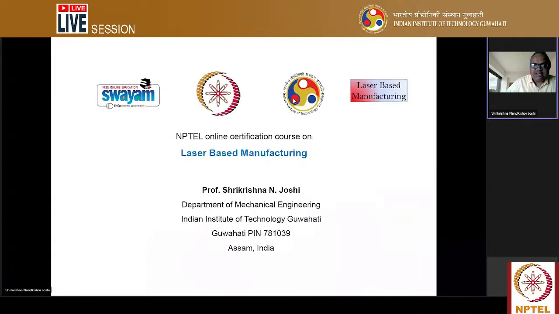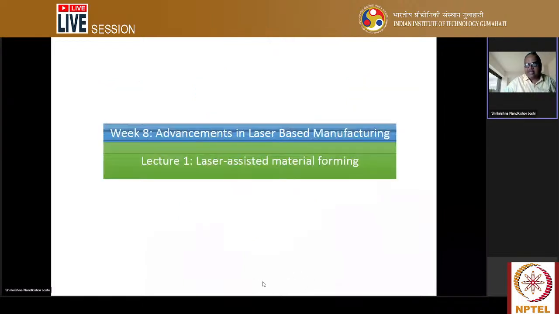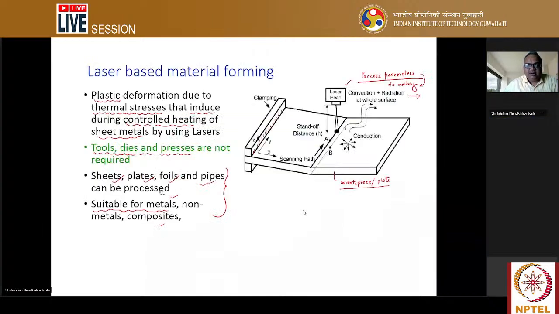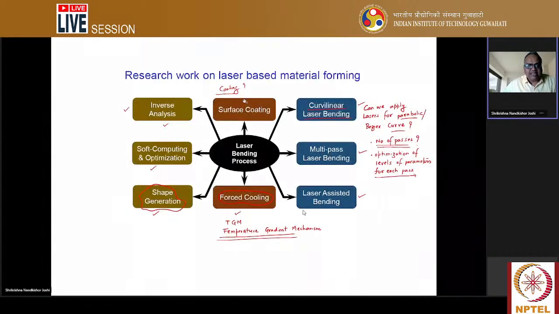Fine. So in the last week, we started discussing the advancements. We have covered the fundamentals of lasers, and basic applications of lasers in the industry or at the shop floor. And now we can go to a slightly advanced level and see the various advancements in laser-based manufacturing as far as research is concerned. So laser-assisted manufacturing, and not only that, a variety of other areas of research such as coating, inverse analysis, computing, optimization, laser-assisted bending, multipass bending, and forced cooling.